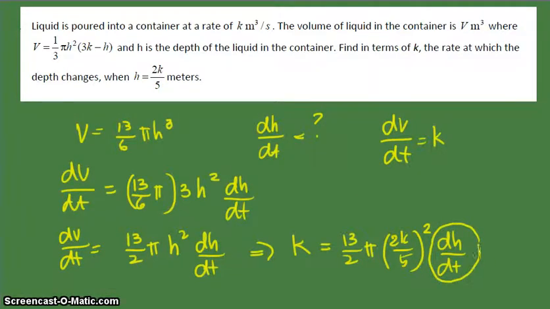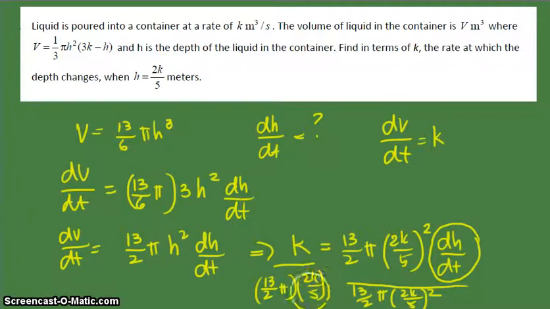So that means we have to take away all the other expressions connected to dh over dt. That can be done by simply dividing both sides by 13 over 2 pi times (2k over 5) squared. And that will cancel these expressions. On the other side, you should also have 13 over 2 pi times (2k over 5) squared. So this will cancel and this will cancel. So basically this is your dh over dt. What is left is to simplify this so that you have a single fraction.